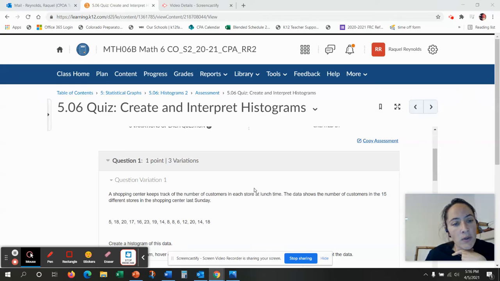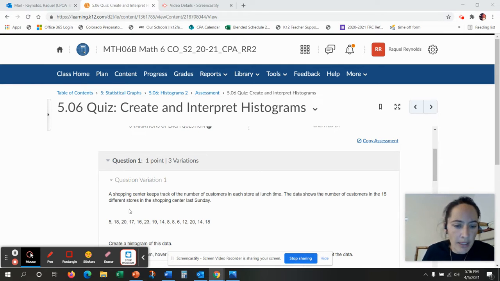Right, on to quiz 506, create and interpret histograms. Well, histograms are very similar to line plots, dot plots, except we now use the frequency of a range, and we keep everything nice and close, and we still go up and down with it, but they're all touching because the data is going to be all included.